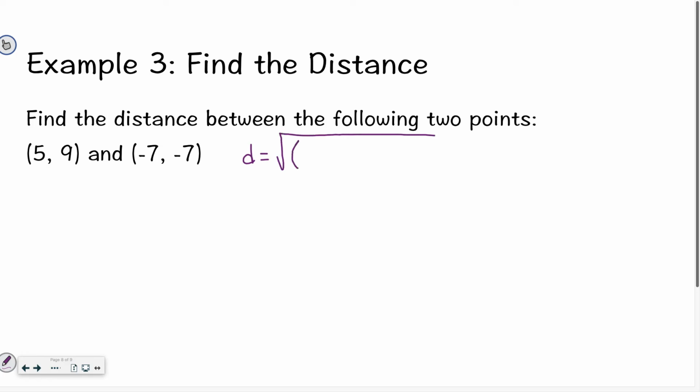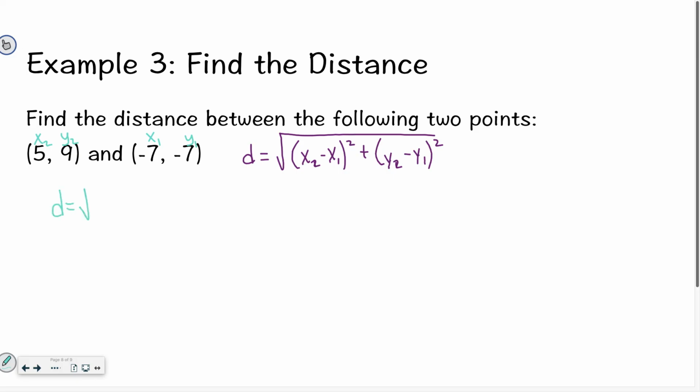So I like to have the distance formula written out at the top of my paper. Ooh, this smartboard is sensitive. There we go. All right. Then again, I'm going to do xy, xy, and I'm going to say that this is x2, y2, x1, y1. Remember, the order doesn't matter as long as you're consistent.